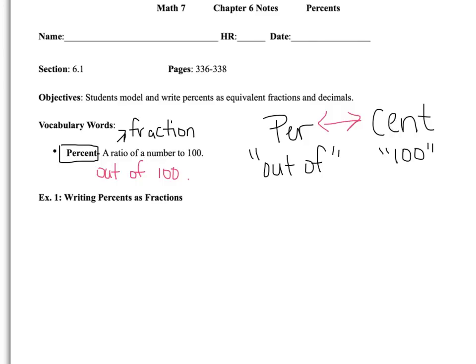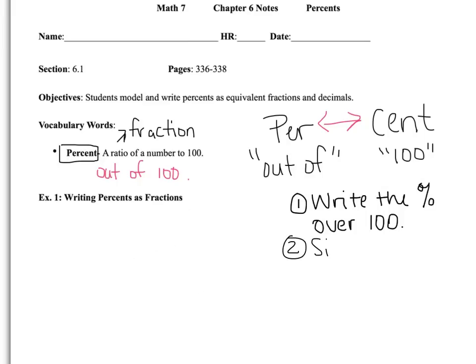Okay, so let's go ahead and start with example 1, which is writing percents as fractions. Super easy. They're just 2 steps. You're going to write the percent, and that's the sign for percent, over 100, because remember, percent means out of 100. And then you're going to simplify.